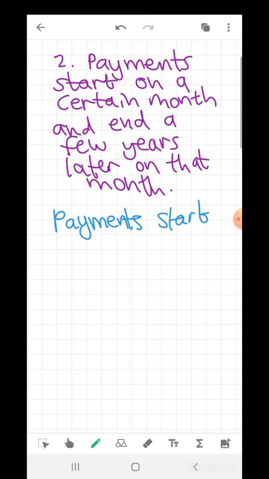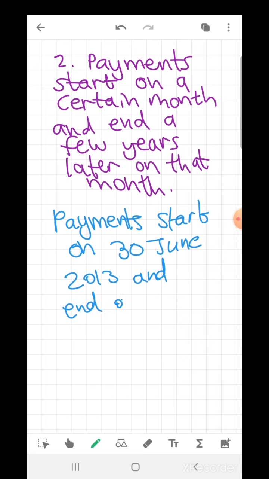Right. So we're looking at questions where they say something like payments start on 30th June 2013 and end on 30th June 2018. I'm just using June of 2013 and June of 2018 because it's similar to the previous example, so we'll just keep going with that to avoid confusion.